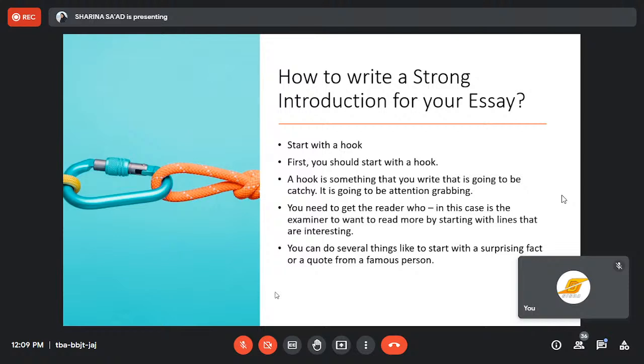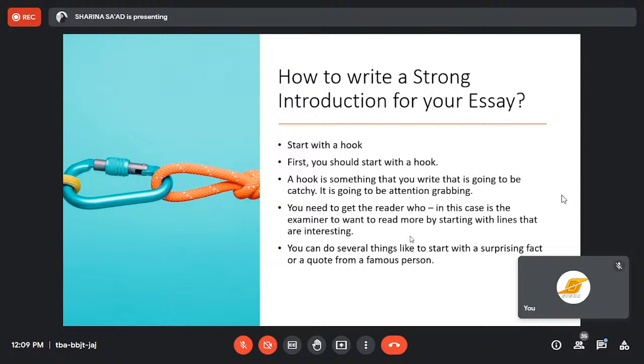Okay? So you have to start. Maybe you want to start with something like, fashion defines a person's character. Maybe your topic is about fashion, and then you start with that. And then you go on to your topic. You need to get the reader, in this case the examiner, to want to read more. When the examiner reads, wah, menarik lah, they want to read more.